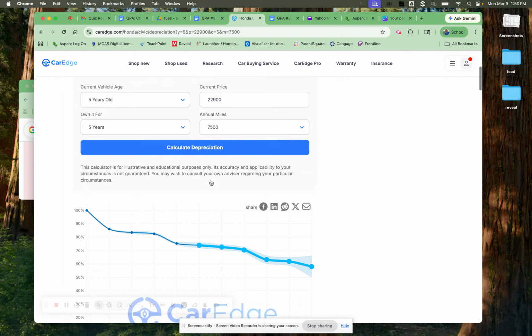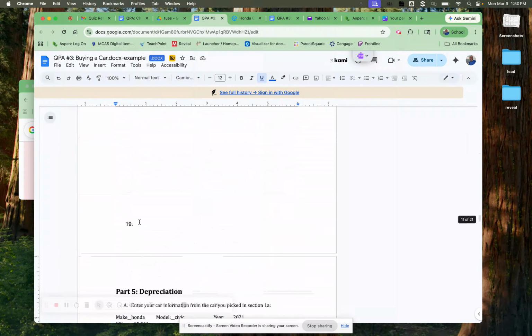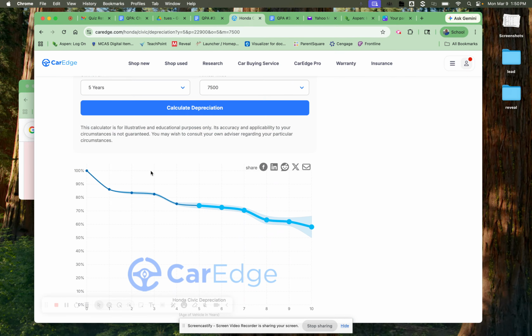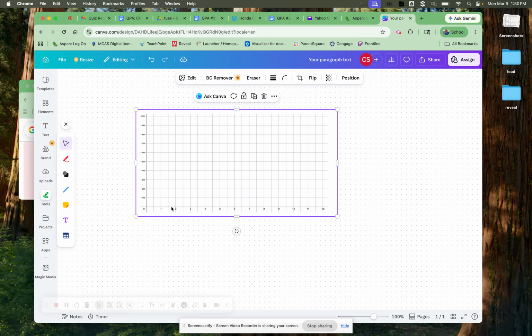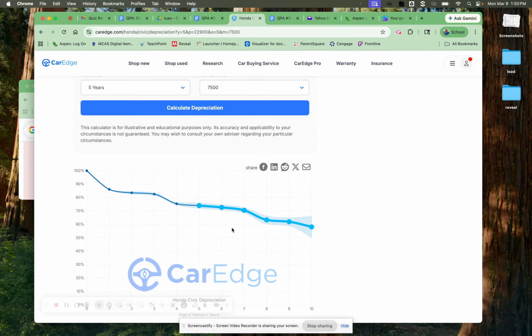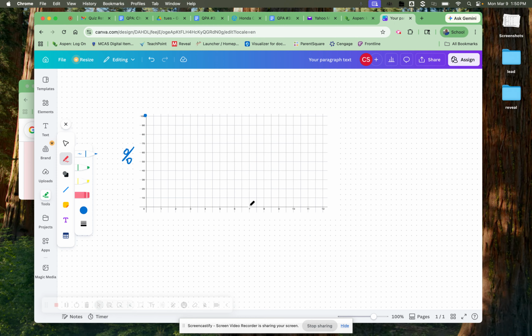I'm going to close this. So this is the graph I'm going to use. I'm starting at 100%, so I'm going to go to my graph and put a dot at 100%. I'm going to label my graph. This is percent, and down here, these are the years. I'm going to make sure I'm labeling my axes. And so I'm starting at 0 years, 100%.